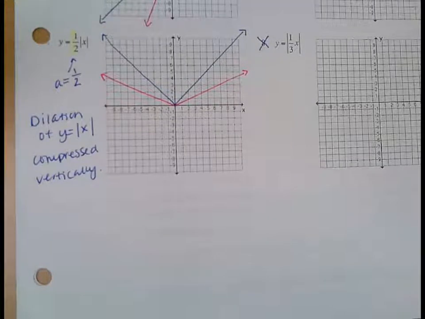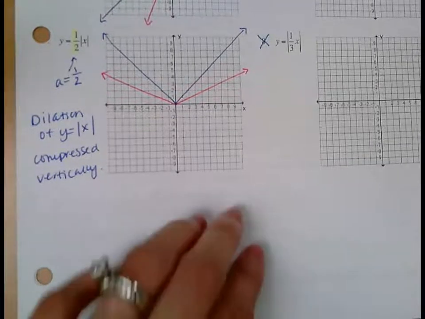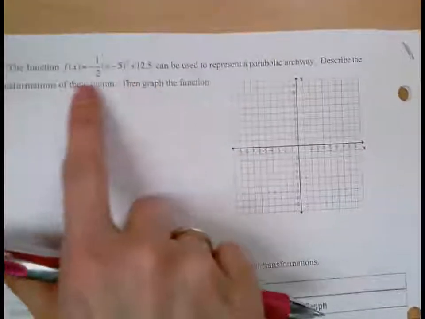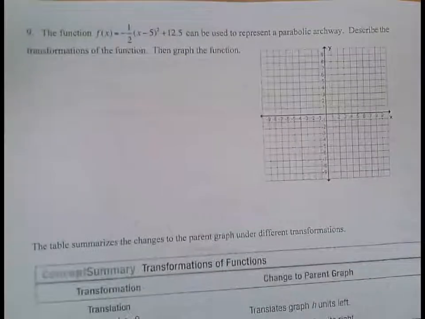So don't worry about 8. I don't believe there's any like that in the assignment. And then there might be a problem like number 9. I know we didn't get to it, where you have multiple transformations. Just pick out your A, H, and your K and describe what's happening.